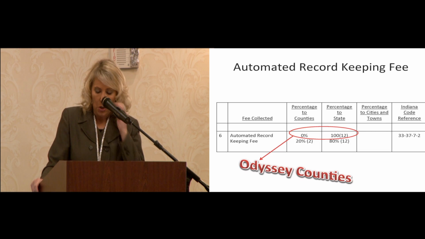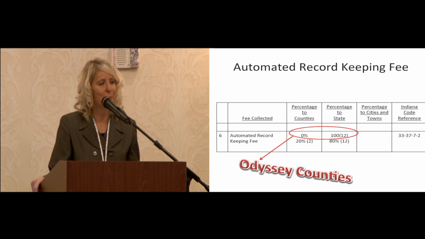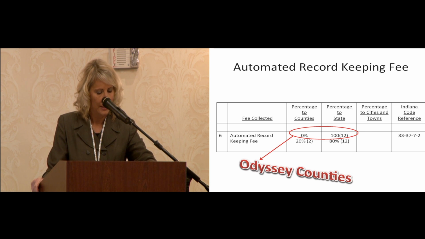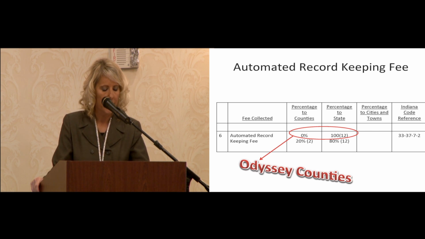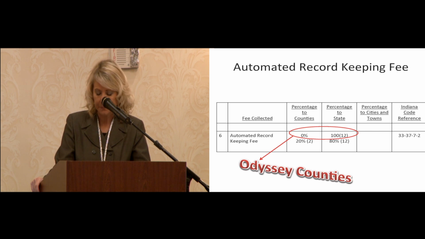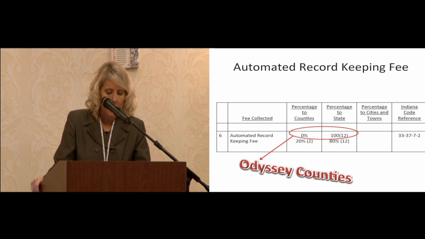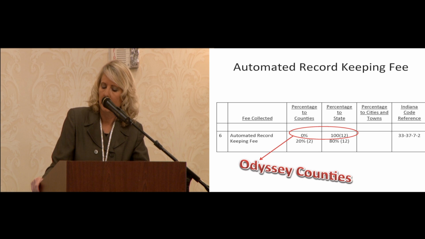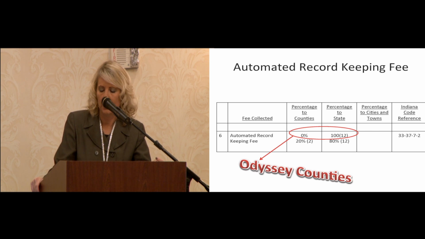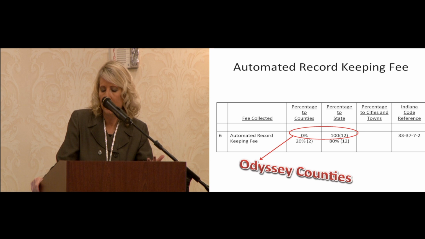It gets more difficult as we start to work through this worksheet. If we look at line number 6, the automated record keeping fee, it has 2 lines. When we get to the percentage to counties, it says 0%, 20%, fund number 2. And then percentage to state, it has 100%, fund number 12, or 80% to fund number 12.